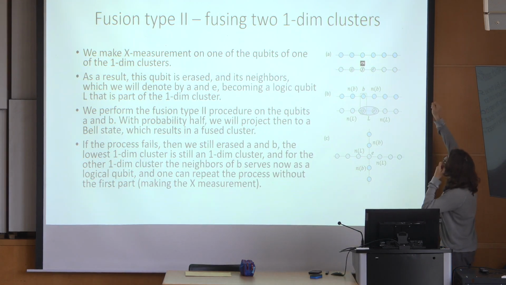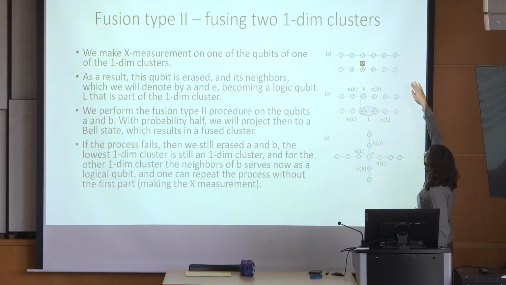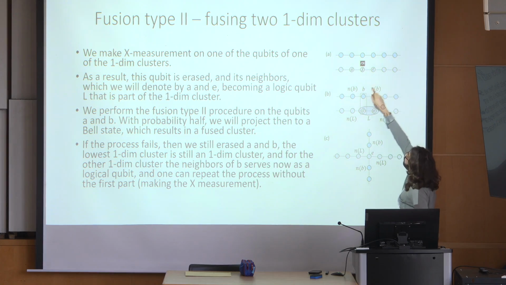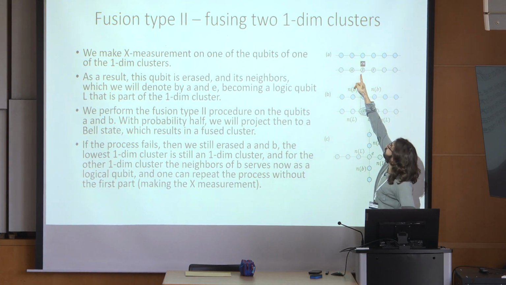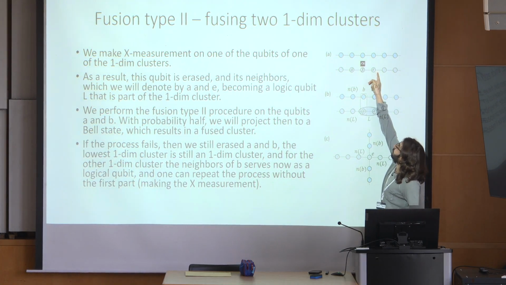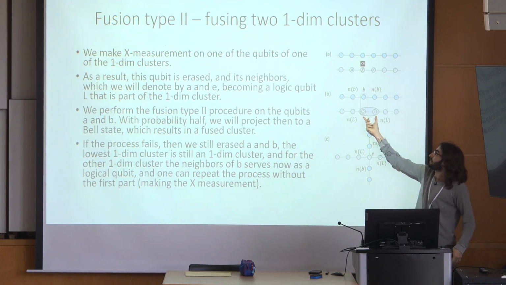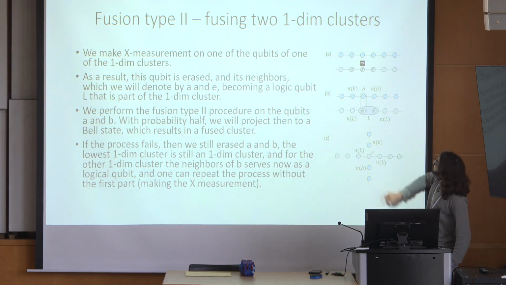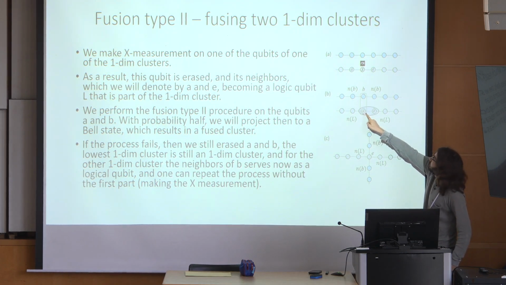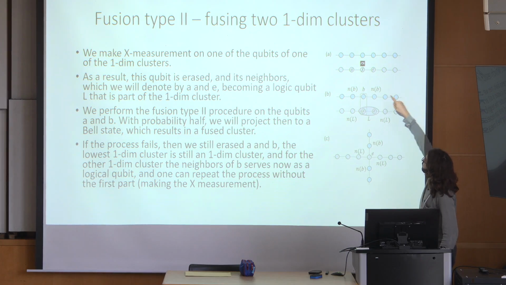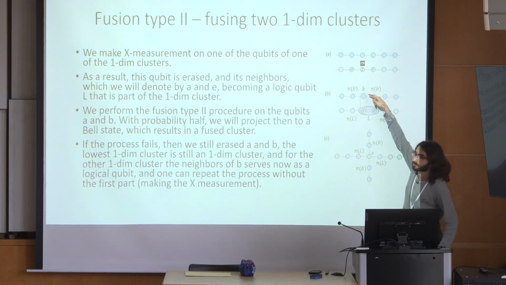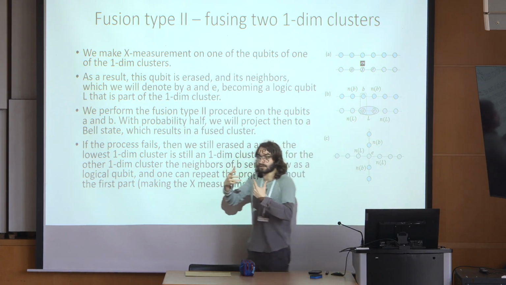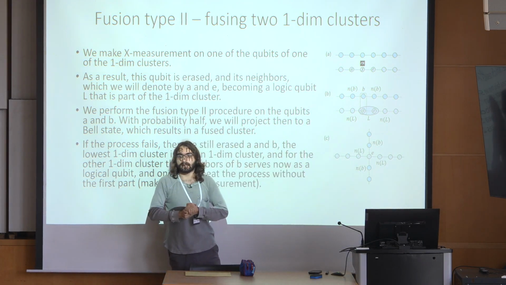So here you can see an example of how fusion type 2 works. Let's say we have two one-dimensional clusters. We do some X measurement on one of them and take 2 qubits of it, and it just makes them one logical qubit. Let's call them A and E. Now we take the qubit E from one of the clusters and qubit B from the other cluster. We do some unitary operation on them.